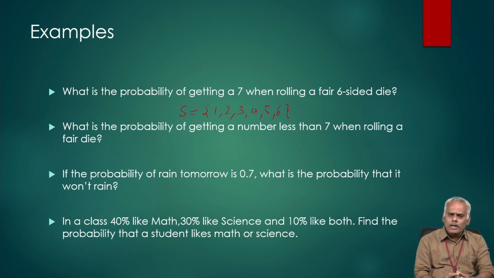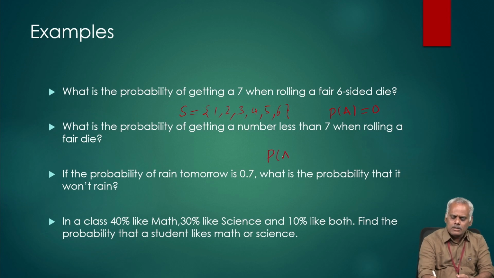Now what is the probability of getting a number less than 7 when rolling a fair die? Again, the sample space S consists of 1, 2, 3, 4, 5, 6. So getting a number less than 7 implies each and every elementary event is favorable. So its probability is 1. So in the first one, probability of A is 0, and in the second case, probability of A is 1. In the first case, A is called an impossible event, and in the second, A is called a certain event.